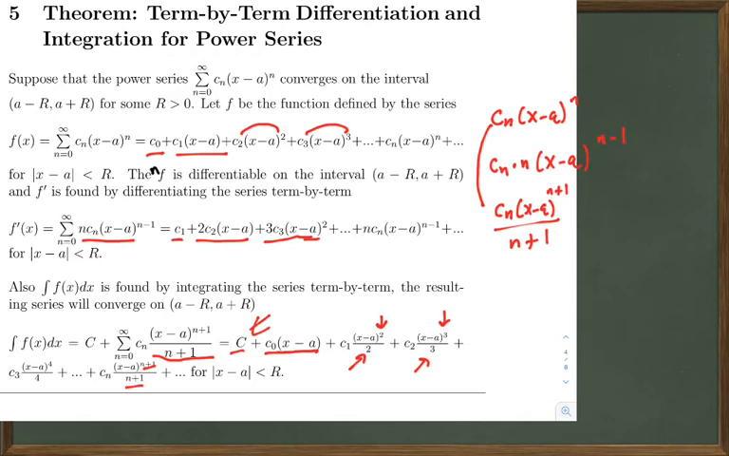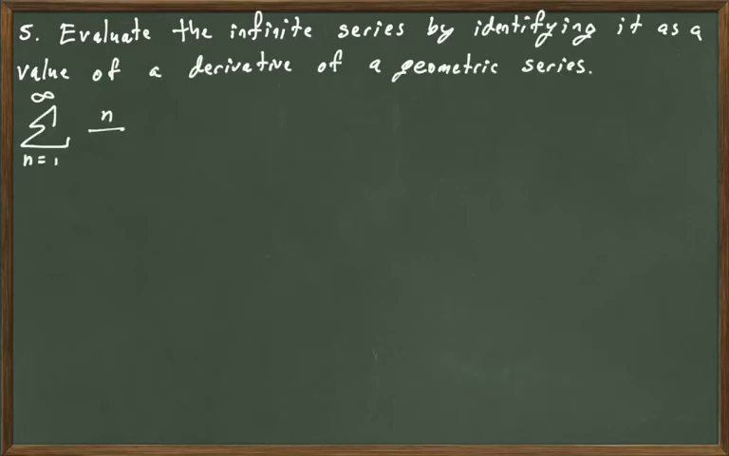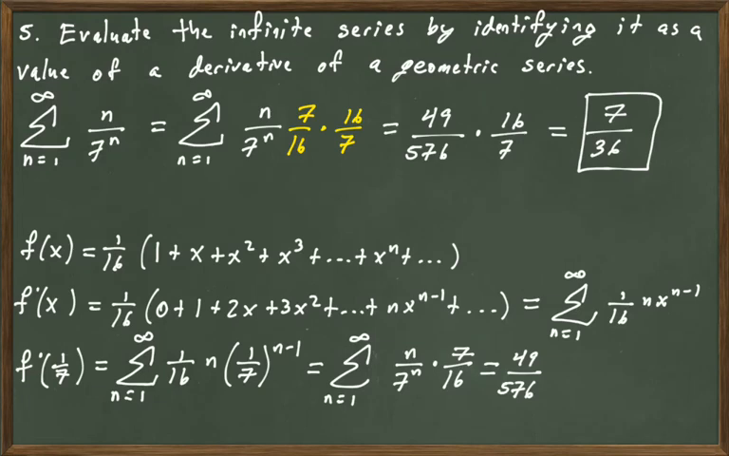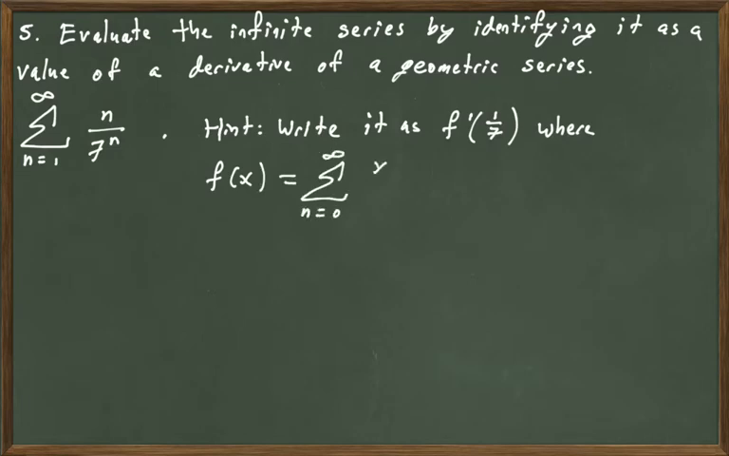Okay? So we're going to do a couple examples here. Practice this. We're going to evaluate the infinite series by identifying it as the value of a derivative of a geometric series. So we're going to look at the sum n equals 1 to infinity of n over 7 to the n. And then they provide us a hint. They say, hint, write it as f prime of 1/7, where f of x is equal to the sum n equals 0 to infinity of x to the n power divided by 16.